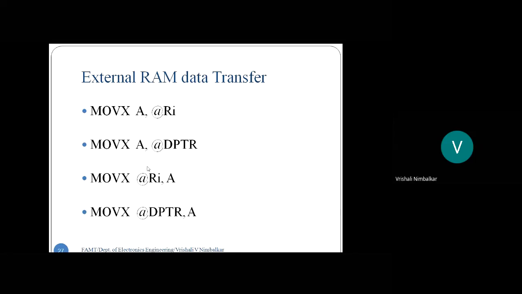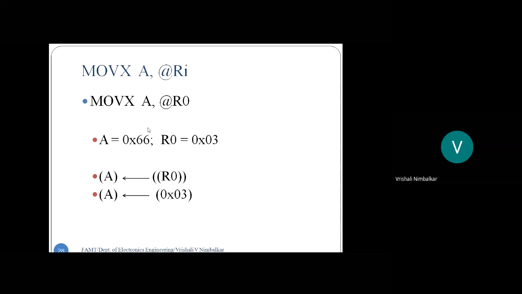So we'll see two of the instructions ahead. We'll just explain in detail two of the instructions. So we'll explain MOVX A, @R0. Correct. So exactly the particular instruction MOVX, external RAM memory, A, @R0. Now R0 is an 8-bit register.